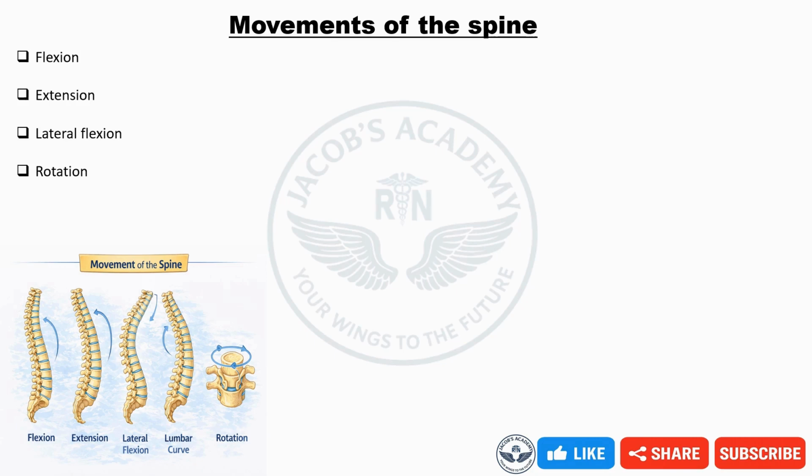The fourth one is rotation. Rotation means twisting movement of the spine around its vertical axis. For example, when you turn your head to look over your shoulder, this is rotation. Rotation occurs mainly in the cervical and thoracic regions.